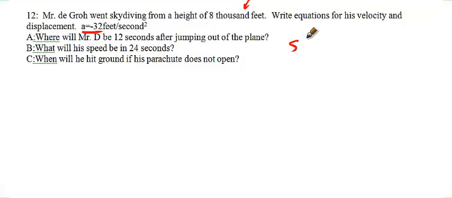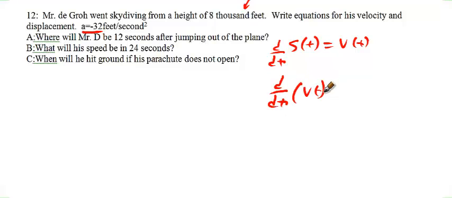If we have displacement, usually s of t, the derivative is equal to your velocity. So if you take a derivative of position in terms of time, you get velocity. If you take the derivative of velocity, we get acceleration. So now, if I want to go from acceleration to velocity, I have to take the antiderivative. So we're going to take the antiderivative of a of t dt, and that gives us v of t.